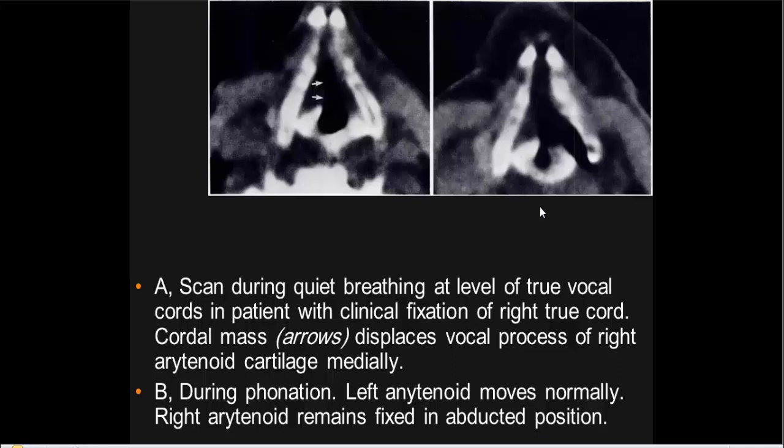During phonation, the left arytenoid moves normally inward, while the right arytenoid is fixed in the abducted position. This, as we see, is paralysis or a vocal cord involved by carcinoma.